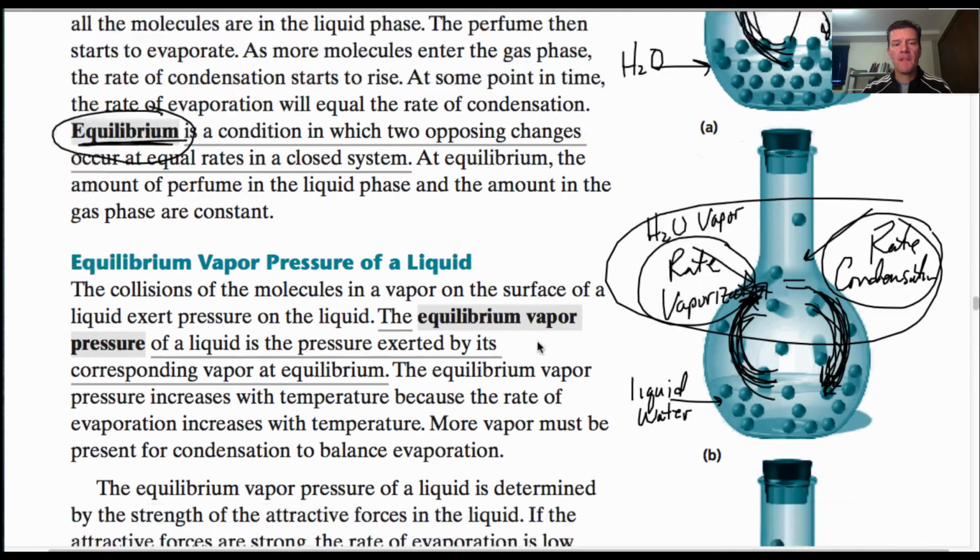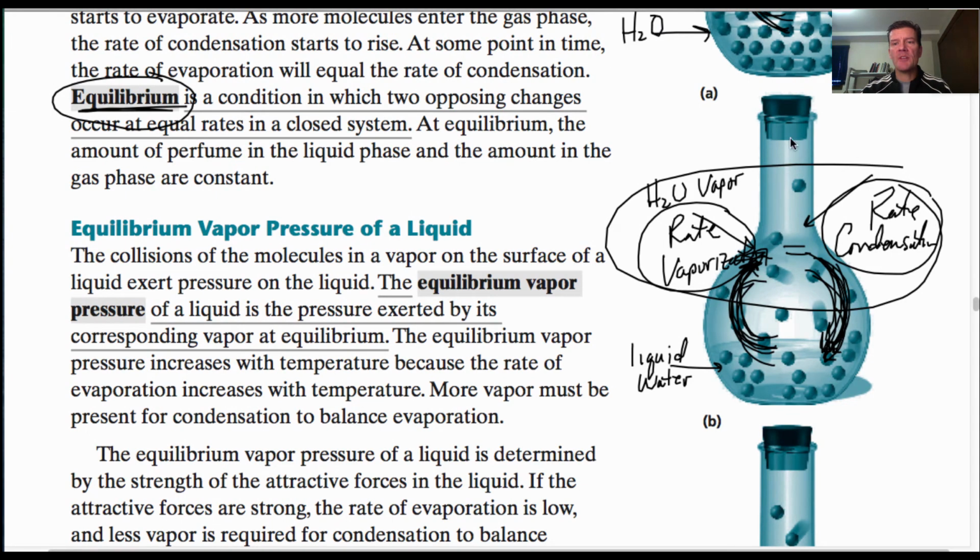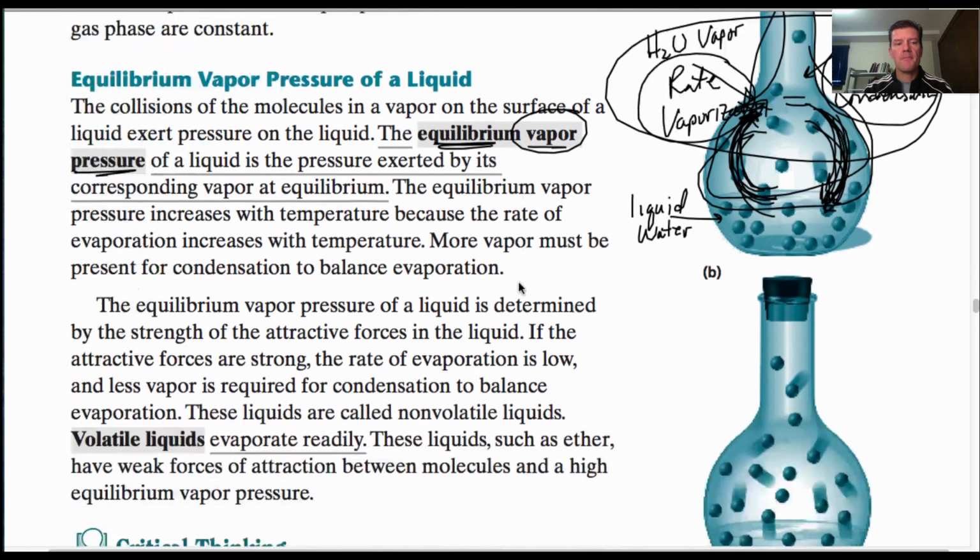All right. And then we say that the pressure up here, the gas pressure that is created, the pressure by these gas particles, they create pressure because they're always moving and pushing against the container. When we've reached equilibrium, the pressure exerted by those gas particles is our equilibrium vapor pressure. Vapor being the gas. Okay?